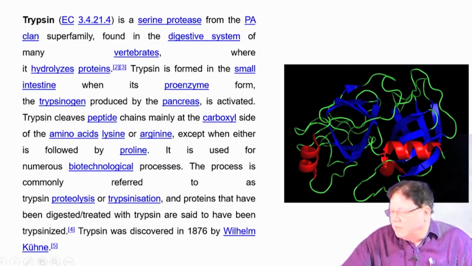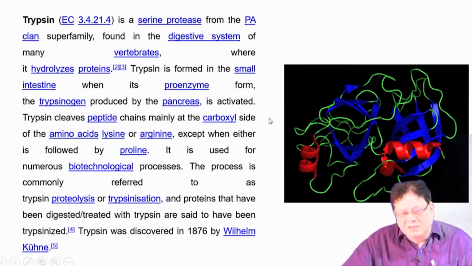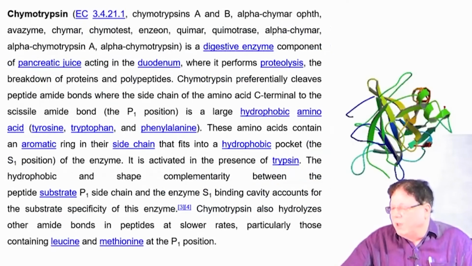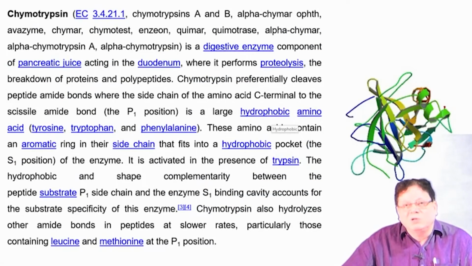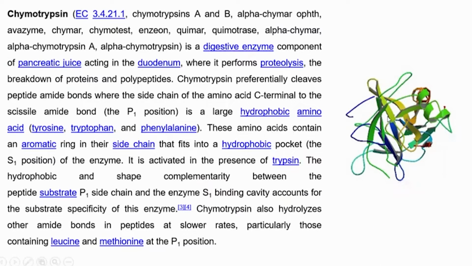Now, trypsin looks like this. As I said, its specificity is that it recognizes basic amino acids, lysine and arginine, strongly basic amino acids. Then you have chymotrypsin. This is the crystal structure of chymotrypsin. What it does, it recognizes only the aromatic amino acids. Okay. The aromatic amino acids have a big hydrophobic side chain.